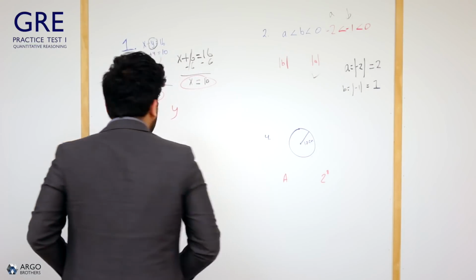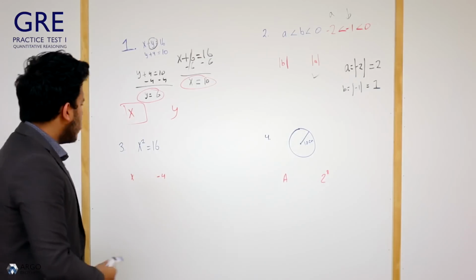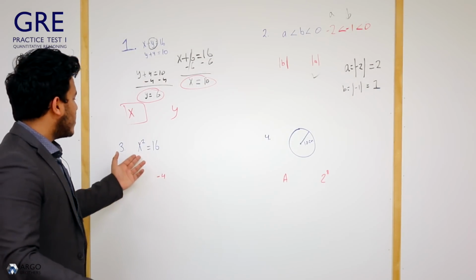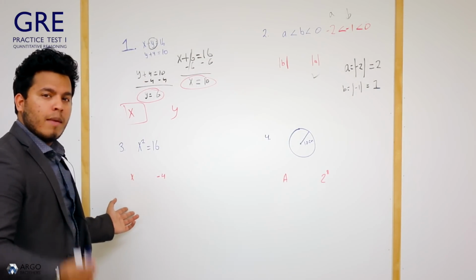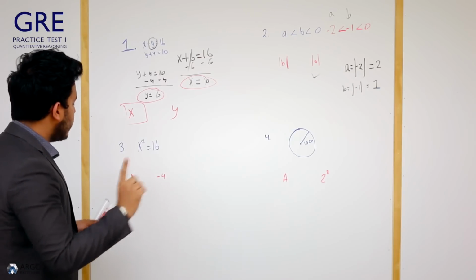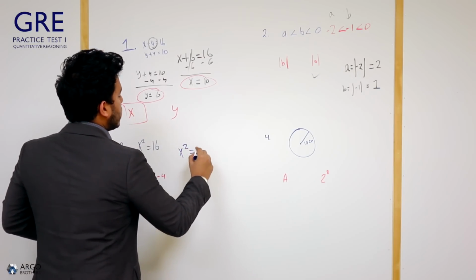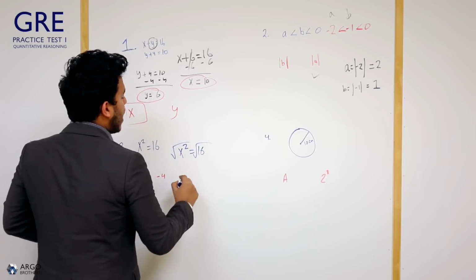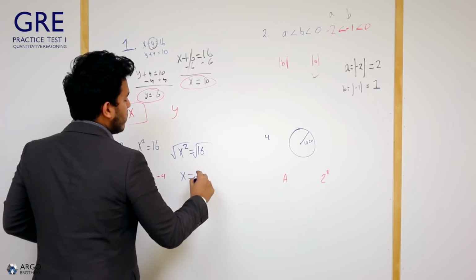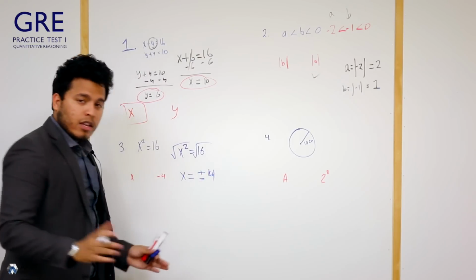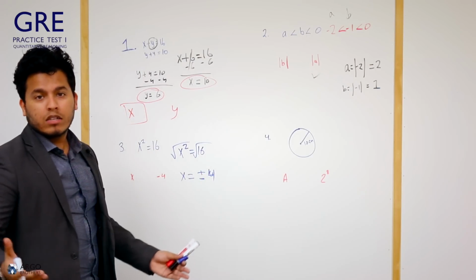Right off the bat, some people might very quickly go, oh, this is easy. x squared is equal to 16. 4 squared is 16, x is equal to 4. But don't act too quickly. Remember this rule: don't forget that if x squared is equal to 16, x can actually be plus or minus 4. It can be positive 4 or negative 4.